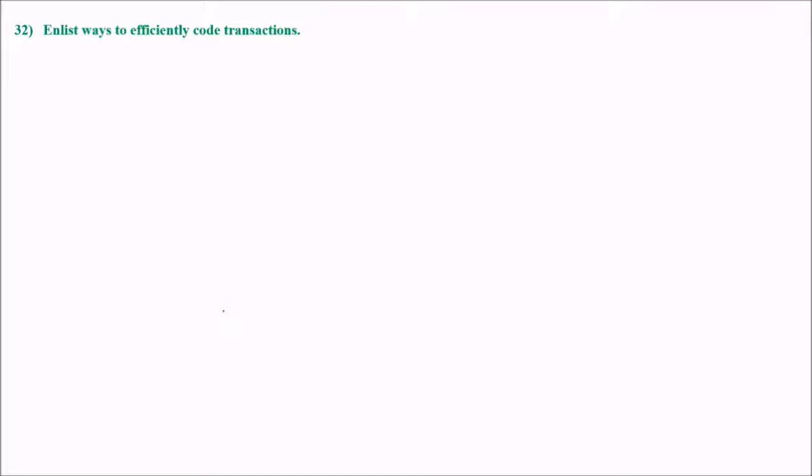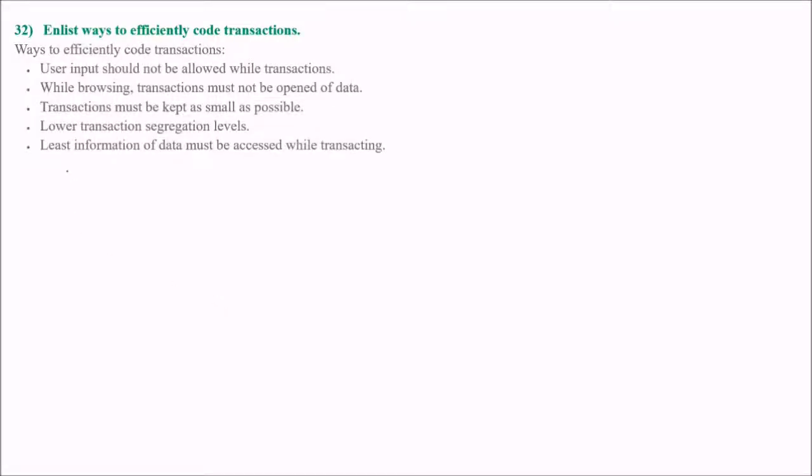Next is enlist ways to efficiently code a transaction. There are ways to efficiently code a transaction. First, user input should not be allowed during a transaction. While browsing, a transaction must not be open on data. Transactions must be kept as small as possible, and the lower transaction should have some isolation levels, and the least information of data must be accessed while transacting.